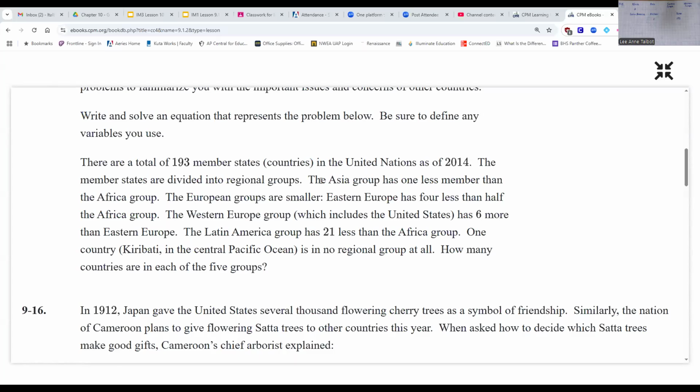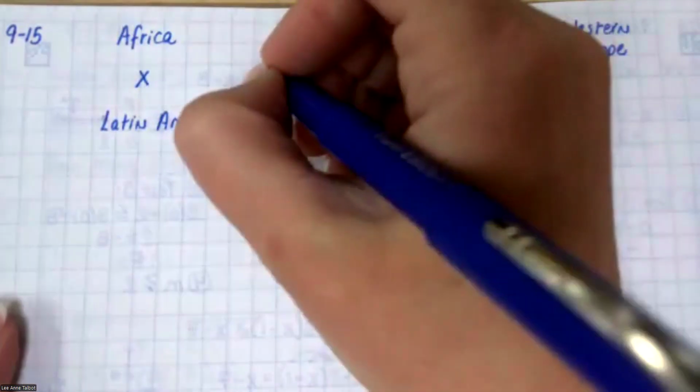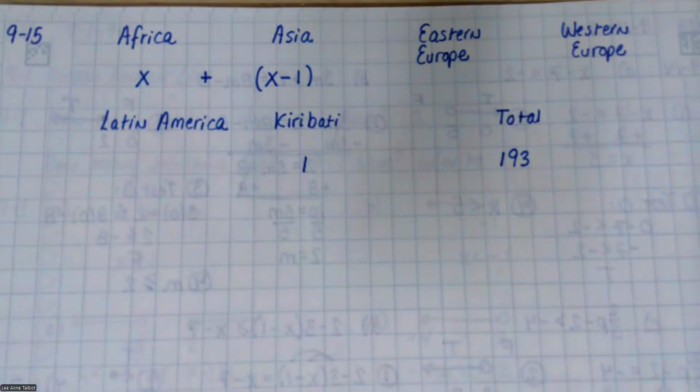Okay, starting with Asia. The Asia group has one less than Africa. What is that in algebra? X minus 1. Okay, and what I want you to do is put X minus 1 in parentheses and put a plus here because we're going to total them, so we're going to add them together.